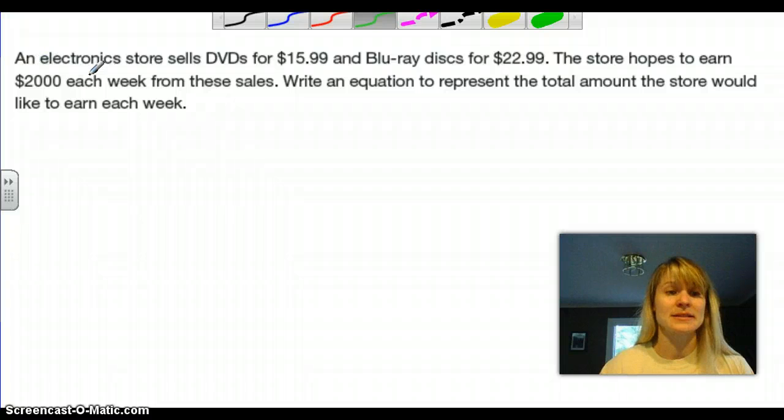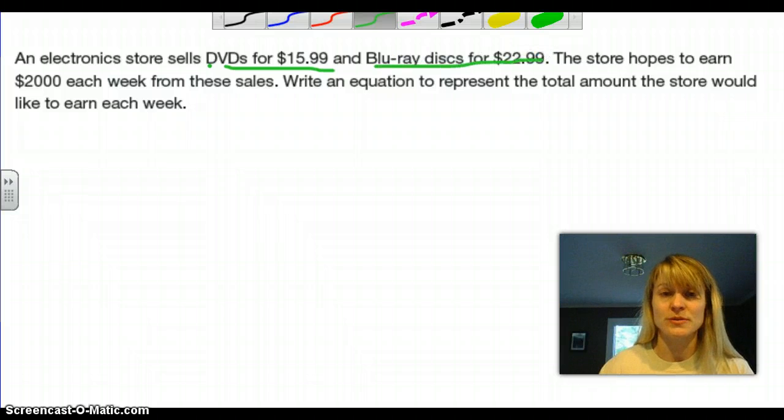So if we look at this, it says an electronics store sells DVDs for $15.99 and Blu-ray discs for $22.99.